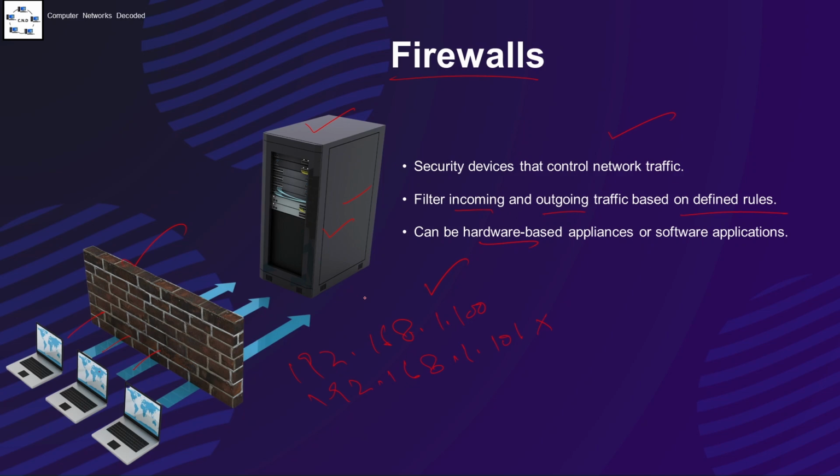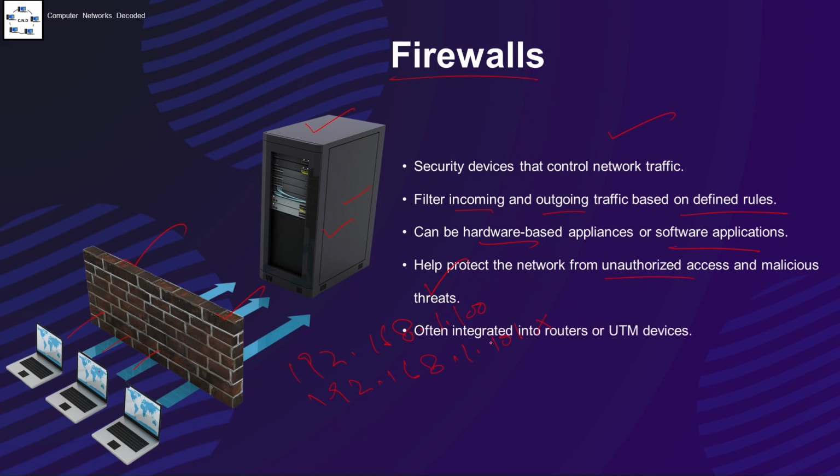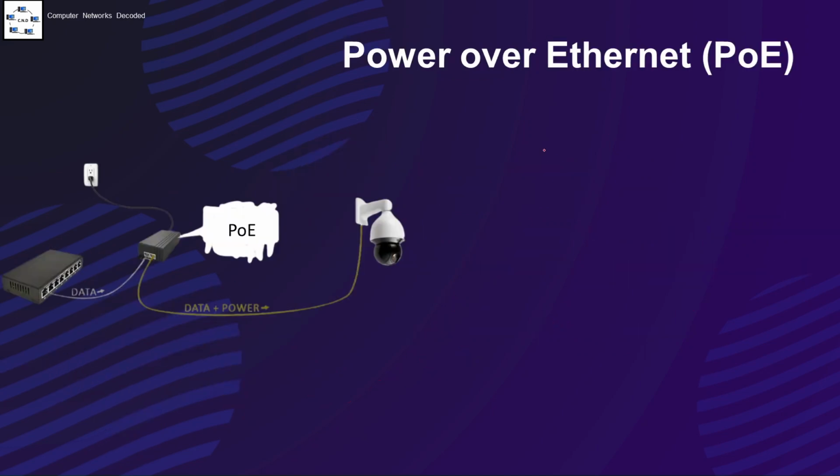It can be hardware based, or you can also use a software application firewall, such as Windows firewall, which you must have seen. This is a software based firewall, while inside organizations where we have big networks, we use hardware based firewalls. It helps protect the network from unauthorized access and malicious threats. And it often integrates into routers or UTM devices. As we studied, UTM devices have the firewall functionality built in. Modern routers also have some features of firewalls.